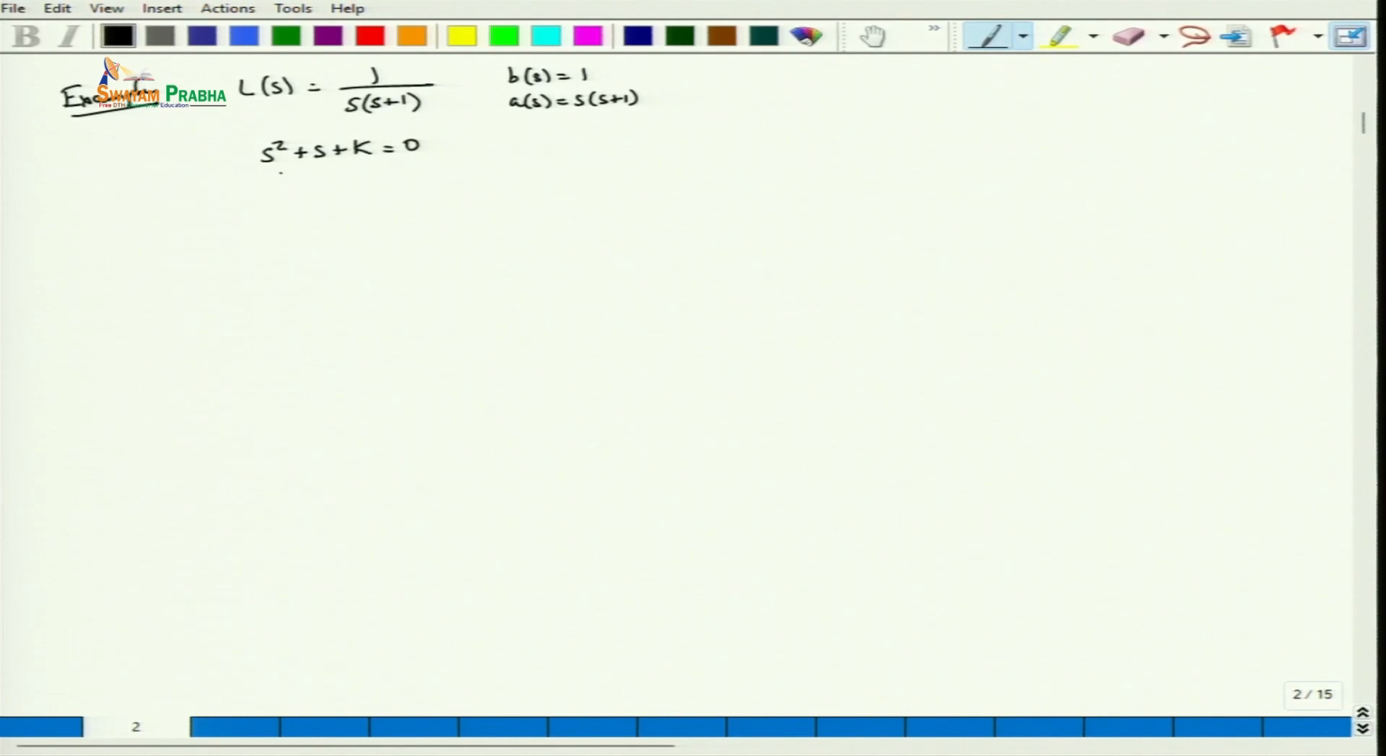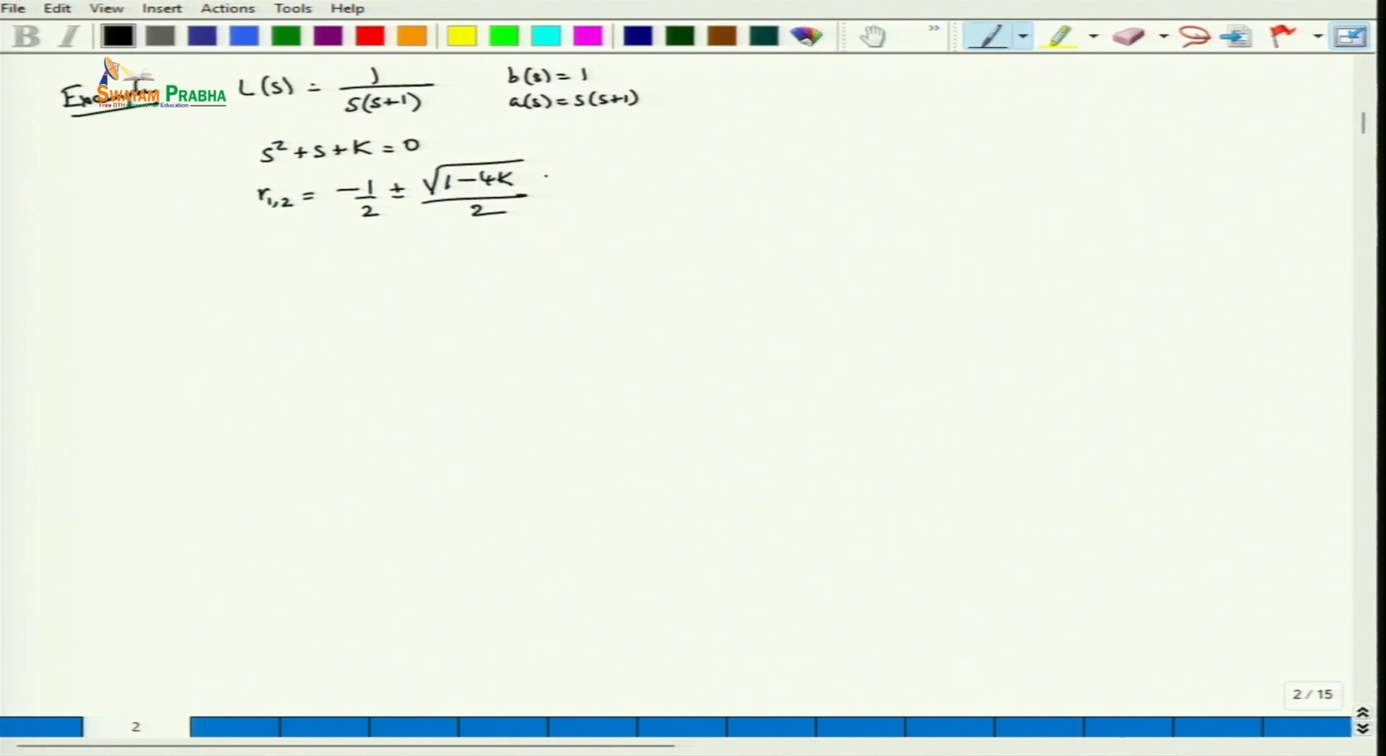Now in this scenario, this is a simple quadratic equation in s. So we can write down the roots r1, r2 as basically minus half plus or minus square root of 1 minus 4K divided by 2. So in this we get both the roots of this particular equation.